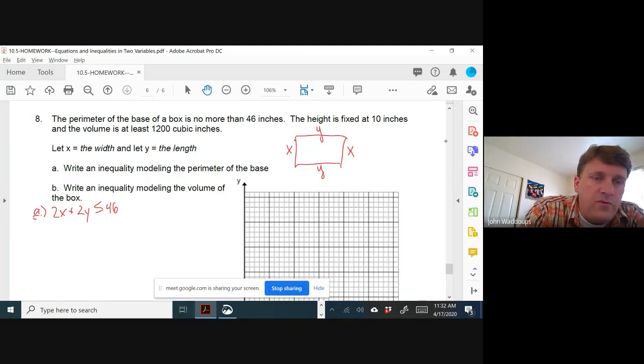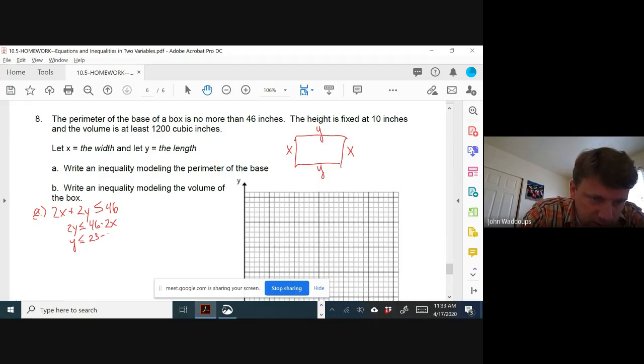Before we move past this, though, it's a good idea to solve for y. Like I said, if you're using a graphing calculator or Desmos, you want to have it solve for y so that you can plug it in accordingly. So 2y is less than or equal to 46 minus 2x. And then if I divide all the way through by 2, I get y is less than or equal to half of 46 is 23, and half of 2x would be x, so minus x.